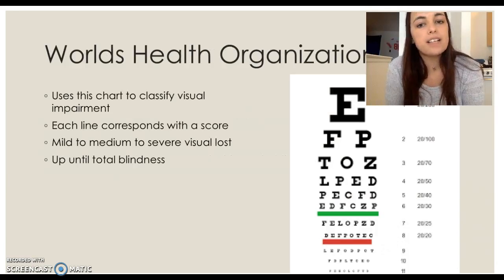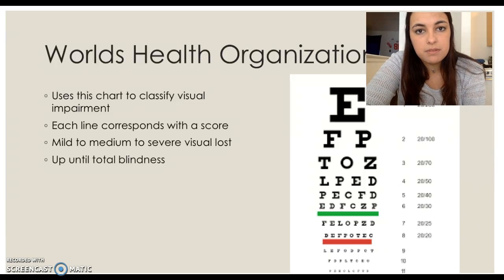The World Health Organization uses this chart to classify visual impairment. Now, this is a chart that I'm sure we've all seen before, either in elementary school in the nurse's office or at your eye doctor. This is a commonly used chart. Each line corresponds with a score, and it basically runs mild to medium to severe visual loss, all the way up until total blindness.